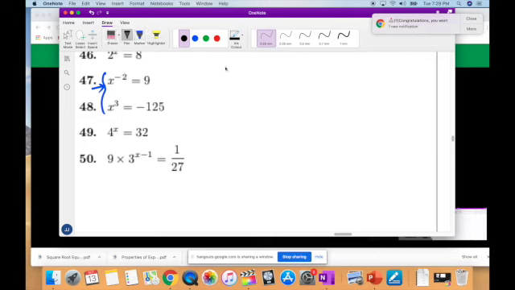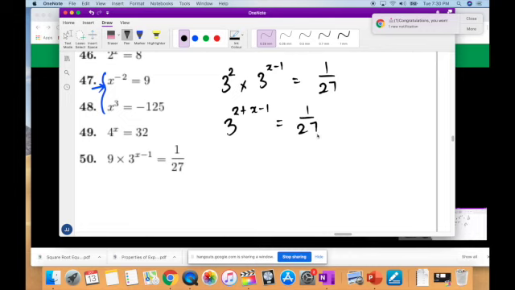Look, 9 is 3 squared, and multiplied by 3 to the x minus 1, that is 1 over 27. So therefore, what do I have? When you multiply, you add your indices. So that is 3 to the power of 2 plus x minus 1 is 1 over 27. So 2 minus 1 is positive 1. So that's 3 to the power of x plus 1 is 1 over 27.